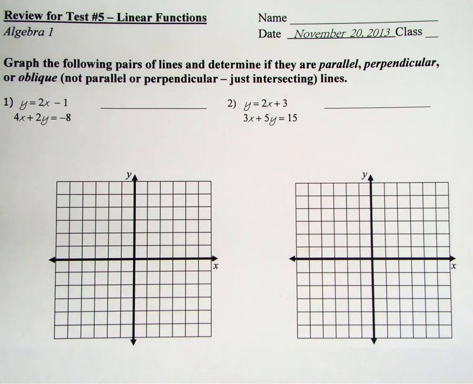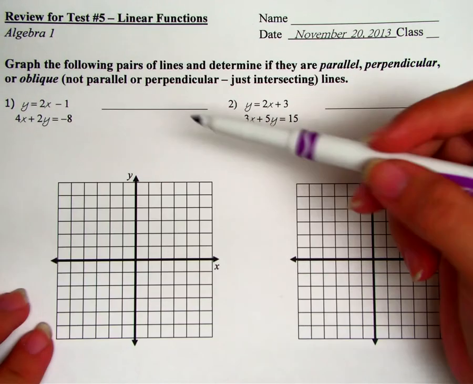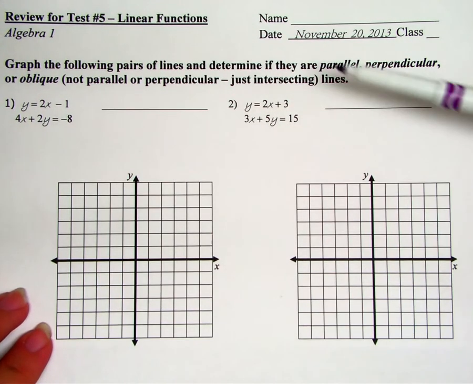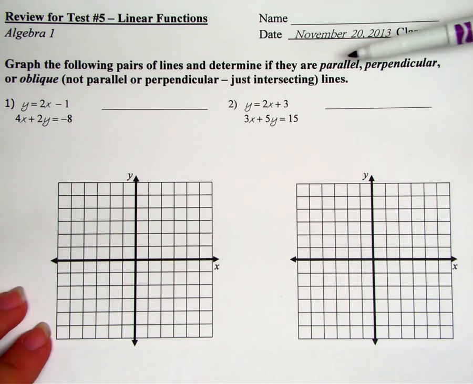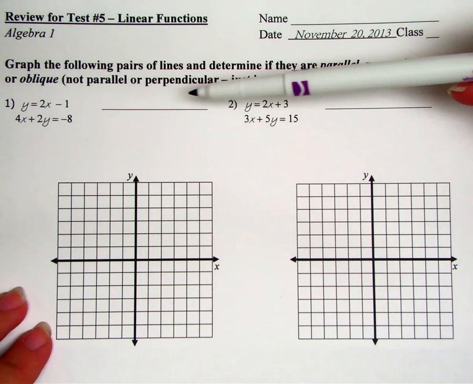Hey everybody, so today we're going to be doing the review for our test that's coming up on linear functions. More specifically, linear functions including direct variation and finding the intercepts, both the x and y, from linear functions. The first two problems say to graph the following pairs of lines and then determine if they're parallel, perpendicular, or oblique.